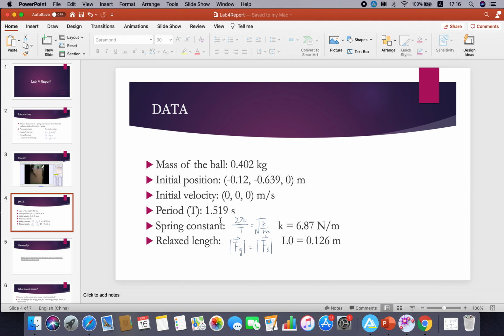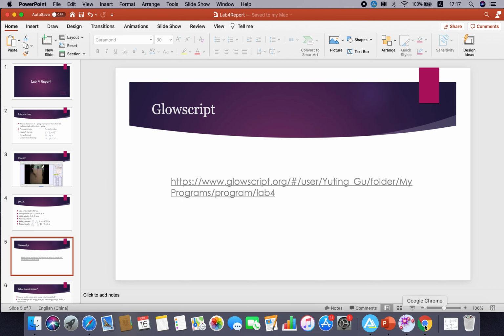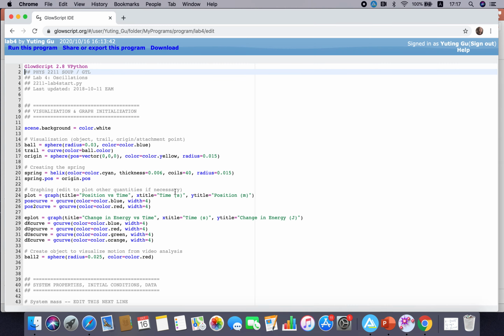Then the spring constant Ks, according to this equation, equals 6.87. And for the relaxed length of the spring, L0, since the ball is at equilibrium, the weight force equals the spring force when the ball is at rest, so I can calculate L0 equals 0.126 meters. And then I go to GlowScript.